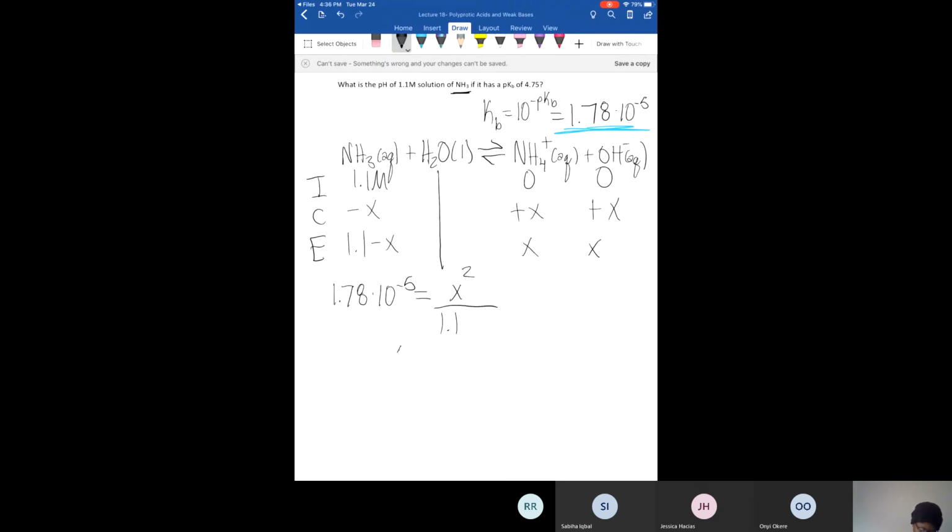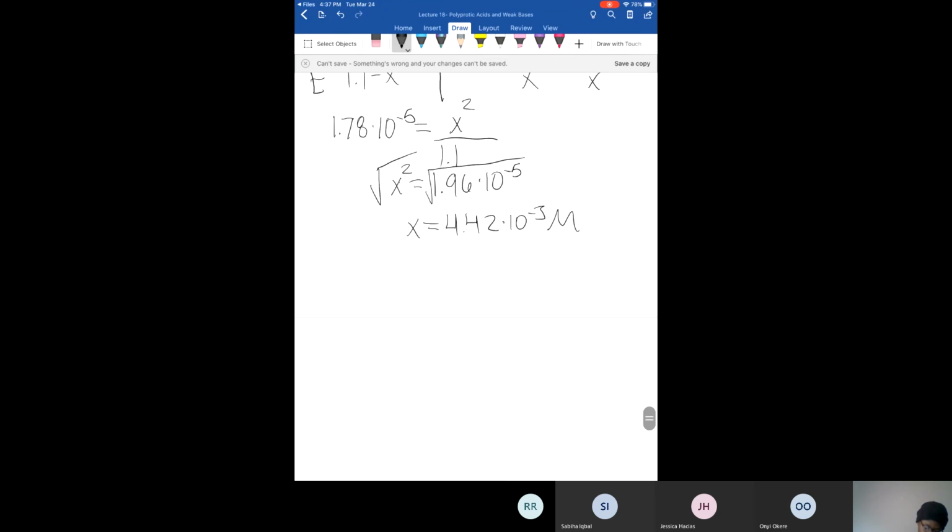Okay, so now you have x squared equals 1.96 times 10 to the negative 5. That was just me multiplying by 1.1 on both sides. So take the square root. So x equals 4.42 times 10 to the negative 3 M. And that is your OH minus concentration, or that will give you your OH minus concentration.